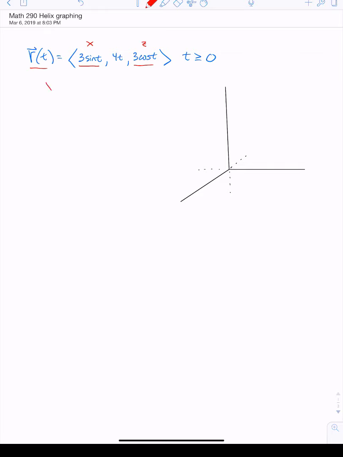So what I mean by that is if I just write it, x squared plus z squared would be equal to, in this case, 3 sine t squared plus 3 cosine t squared, which is 9 sine squared t plus 9 cosine squared t, which is equal to 9, because sine squared plus cosine squared is 1. So that means that we have a circle in the xz plane, and the radius is equal to 3.